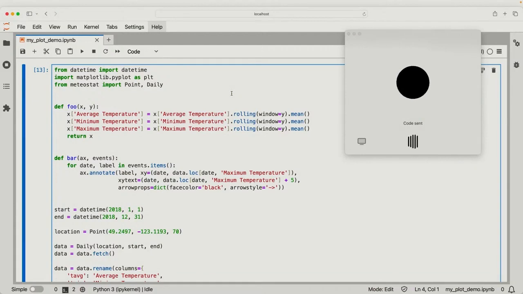Okay, so I just shared some code with you. Could you give me a really brief one-sentence description of what's going on in the code? This code fetches daily weather data for a specific location and time period, smooths the temperature data using a rolling average, annotates a significant weather event on the resulting plot, and then displays the plot with the average, minimum, and maximum temperatures over the year.